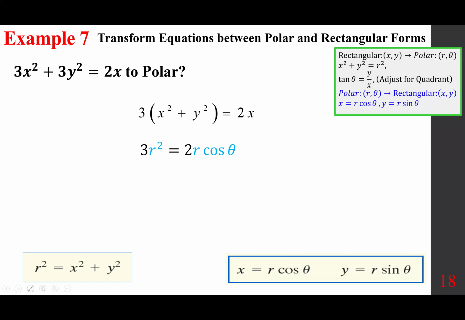I can drop the r from the right side and change this to just r. And normally we solve for r for the polar form. So r is 2/3 cosine theta. Pretty straightforward, everybody.